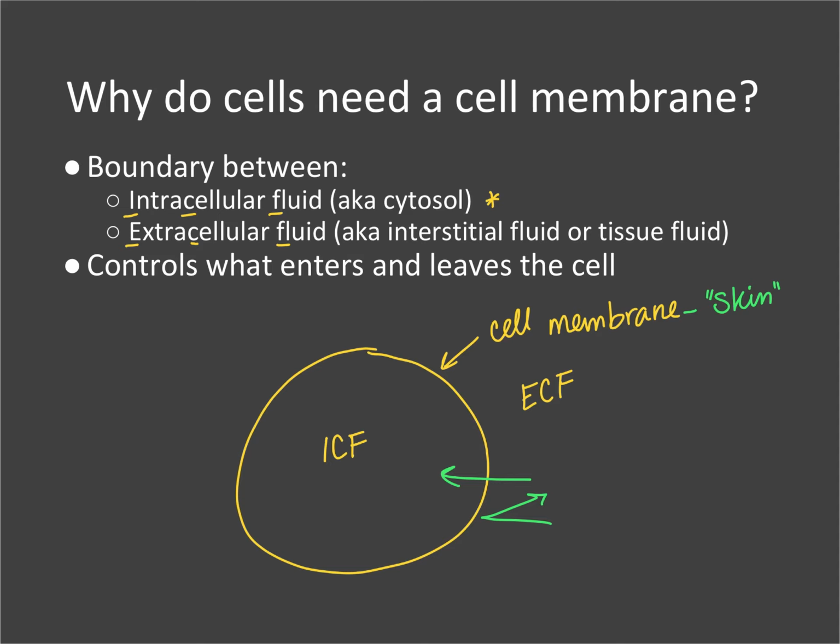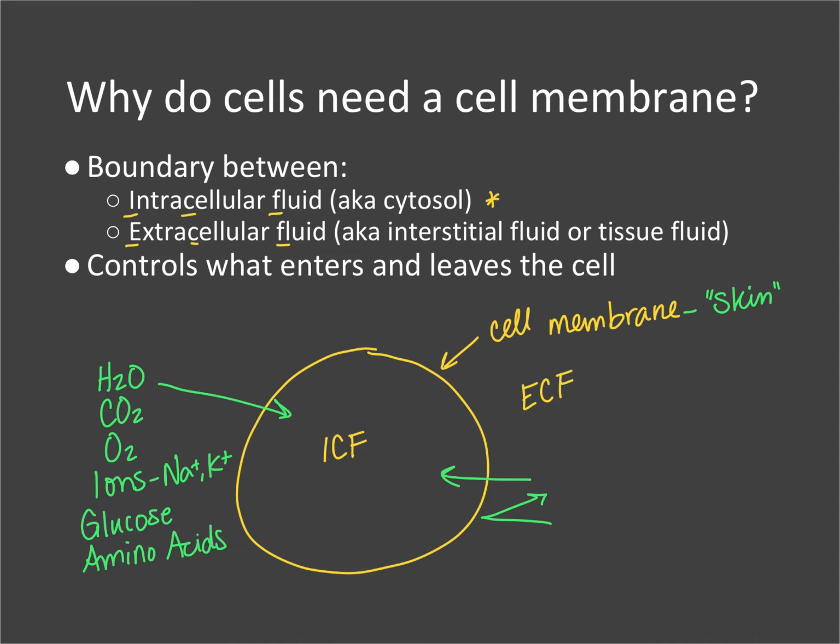And if you think about things that maybe need to be able to get across the cell membrane, we're talking about things like water, carbon dioxide, oxygen, maybe some ions such as sodium and potassium. Also things like glucose, maybe amino acids. So these are all things that, depending on the cell, may need to be able to get across the cell membrane. And we'll talk about how the cell membrane of some cells allows some stuff in, but the cell membrane of other cells might not allow the same stuff in.